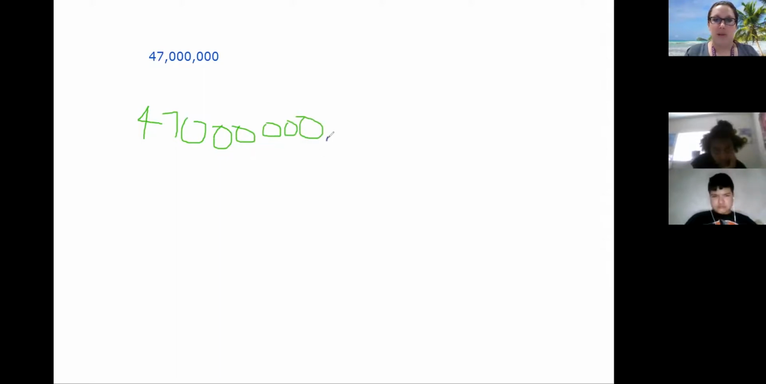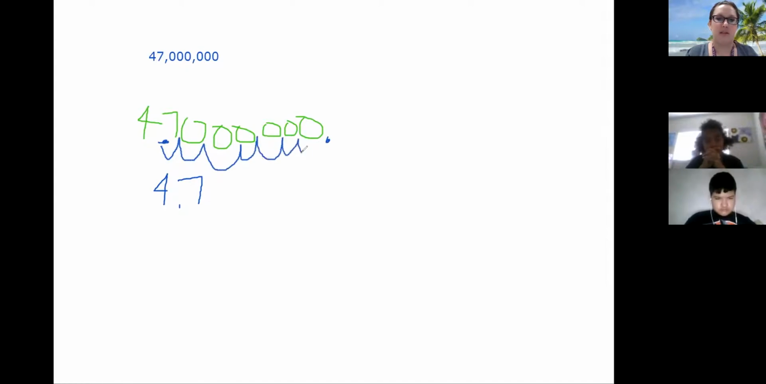Step 1, put a decimal at the end. Step 2, put a decimal behind the first number that's not a 0. So see it says 4.7 right there. Oop, I included my decimal there. 4.7, so I'm going to write 4.7 out. Erase this and that. And then we're going to count backwards. 1, 2, 3, 4, 5, 6, 7. So it's 4.7 times 10 to the 7th.